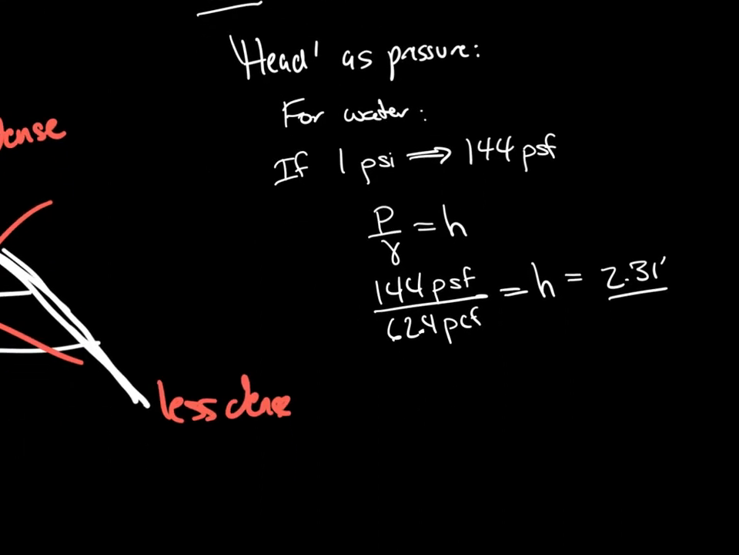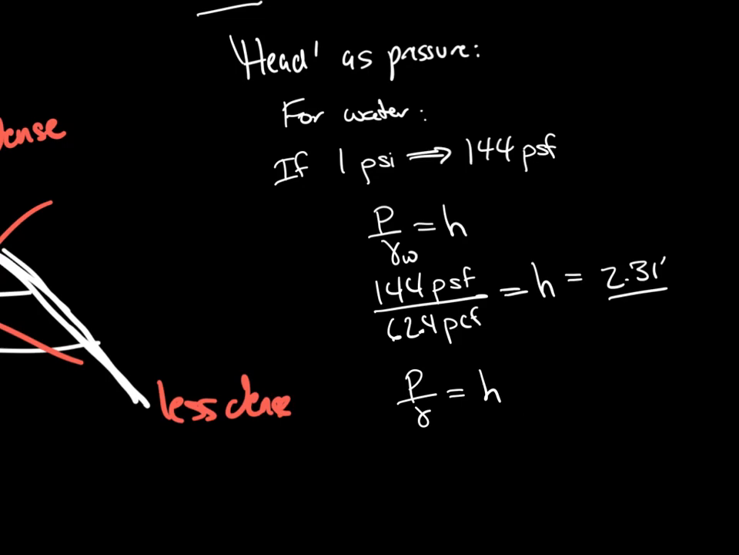What if we did the same thing with mercury? What if I wanted to do 1 psi of mercury? So we'll do P over gamma equals H. Now in this case, this is going to be a little bit different because, so let's suppose I'm going to put gamma of water for that one.